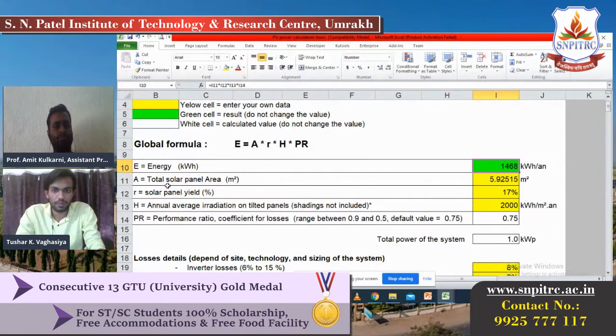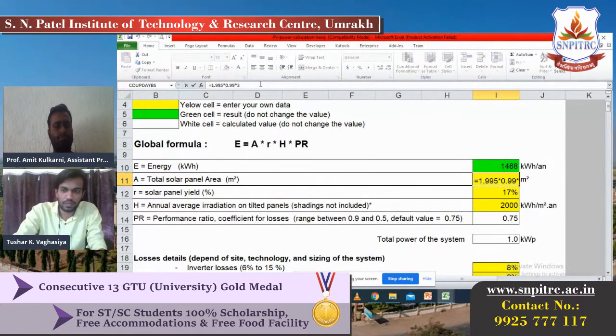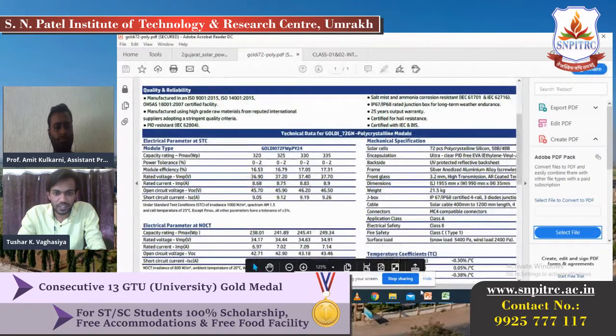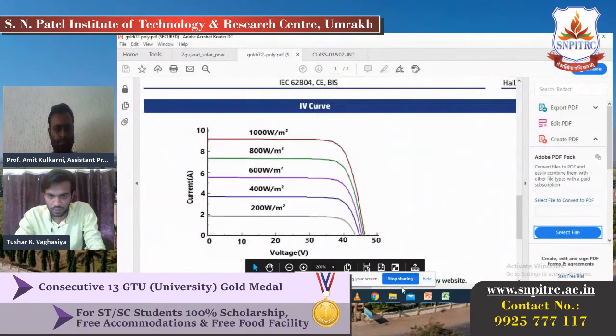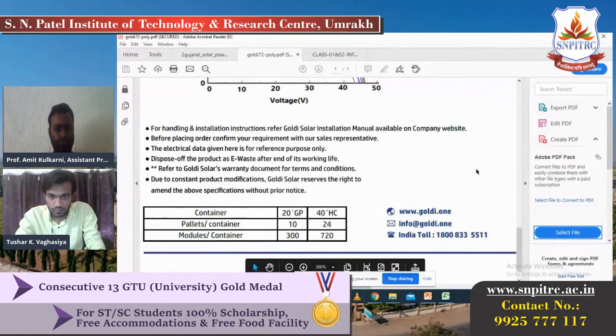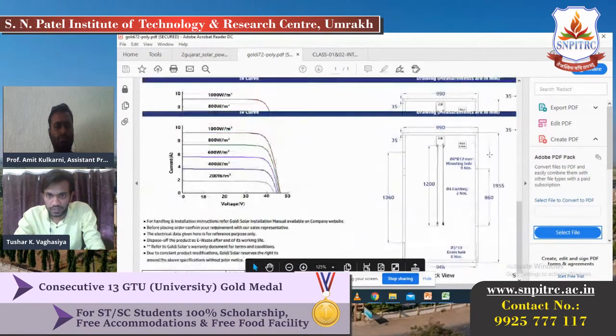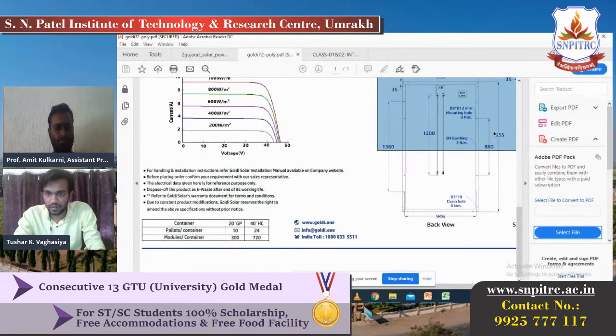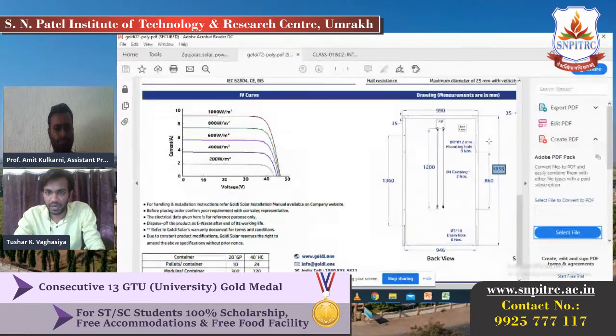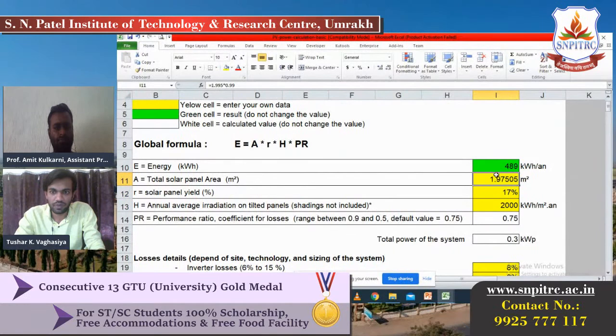A is the total solar panel area, right? Let me show you. Here is the data sheet of a solar PV module. You can check the area of the solar module. Here 990 is the width, and here is the length, 1955 mm, right? If we multiply these two, we get the area of one module, which is 1.97505 meters square, right?